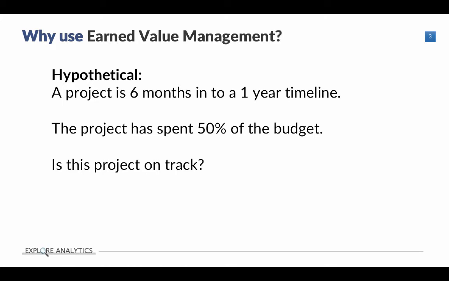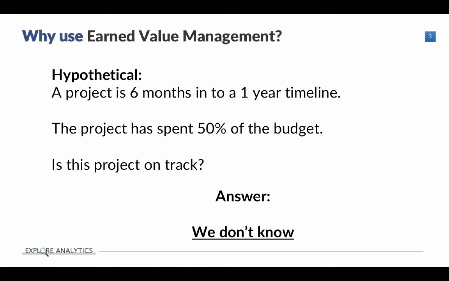The correct answer to this hypothetical is we don't actually have enough information to answer this question. The reason is because we don't know how much work has been performed relative to the plan. For example, if we've spent 50% of the budget but have actually only completed 25% of the tasks, then we're actually very badly behind and over budget. On the other hand, if we're very close to completing the project and we did it in half the amount of time and half the budget, then we're actually doing really well.